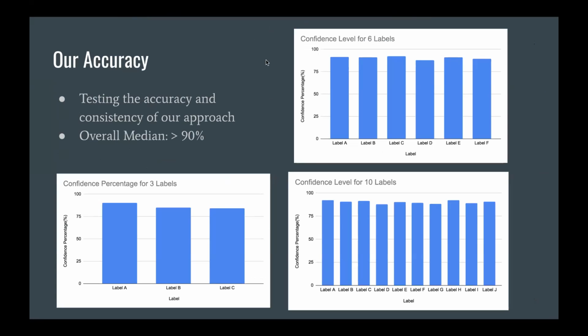We also looked at the accuracy relative to the actual number of labels. Over here, we supplied confidence percentages for 3 labels, 6 labels, and 10 labels. As you can see here, they do not really waver. They always stay a comfortable 85-ish percent or above. The overall accuracy was 100%, and the median for the confidence percentages was above 90%. So basically the accuracy of the entire thing does not waver the moment you add in more labels. So it works as intended.